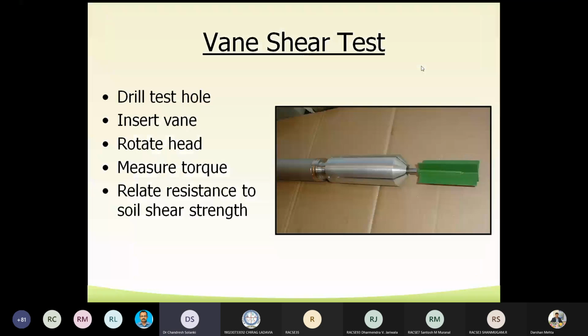The test is to be performed in a borehole of the required diameter. This van is to be inserted into the borehole. The diameter of the van is to be measured, and the height of the van is to be measured. It has to be inserted and rotated inside the borehole. The torque at which the soil fails is noted. Based on the torque value, the height of the van and the diameter of the van, we can determine the shear parameters of such soil. Hence, we can obtain the bearing capacity of the soil.